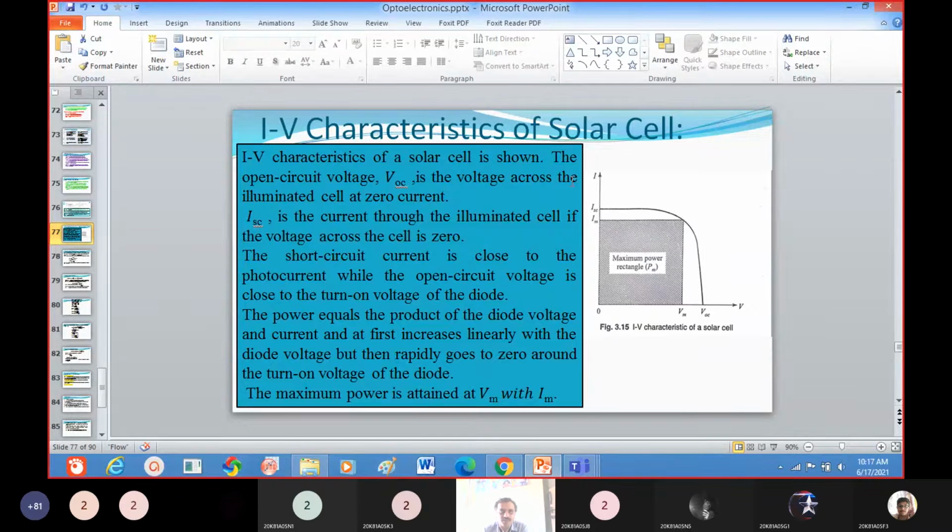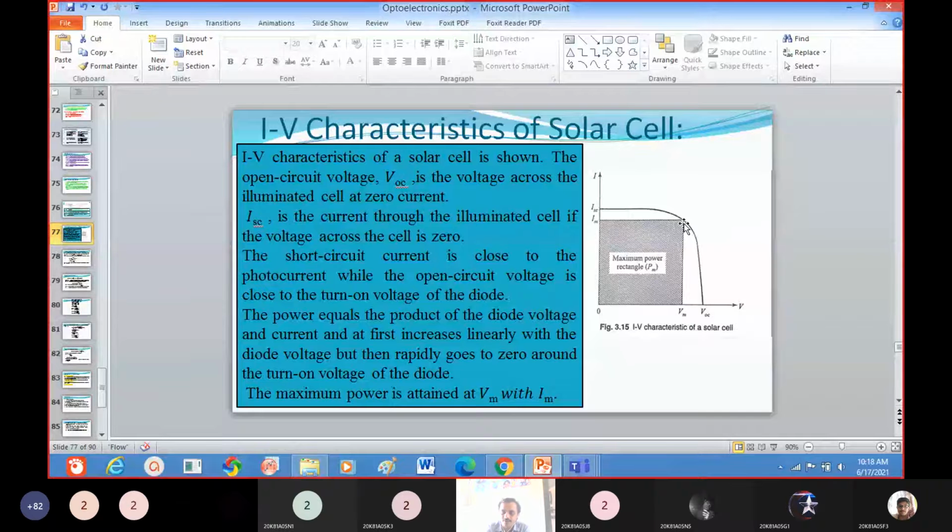The voltage is not important for us; power is the main thing. To calculate power, P is equal to V into I. Based on this IV characteristic diagram, we can calculate at which point the power is maximum.